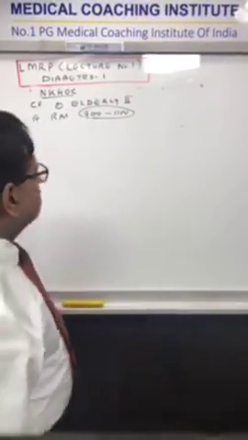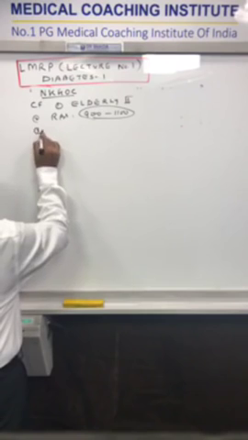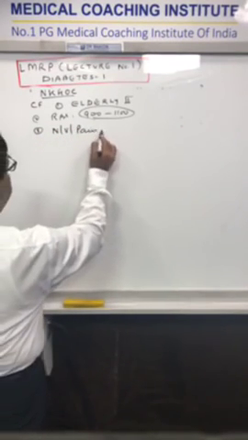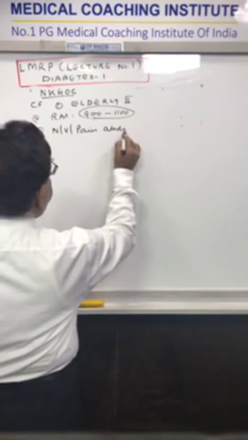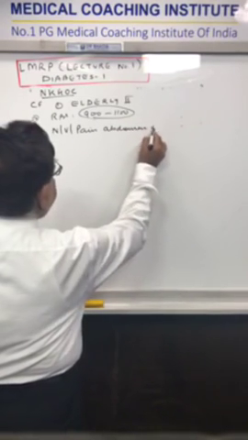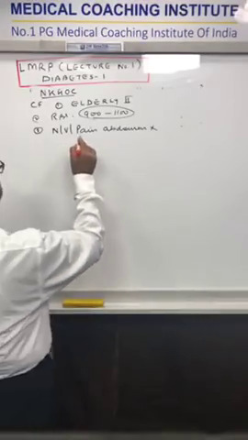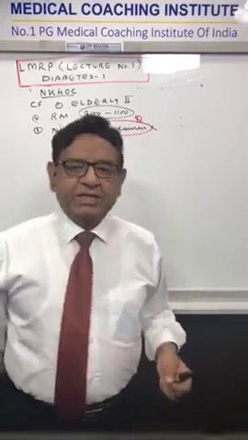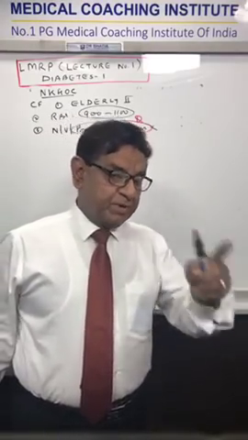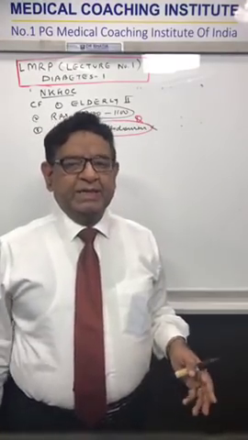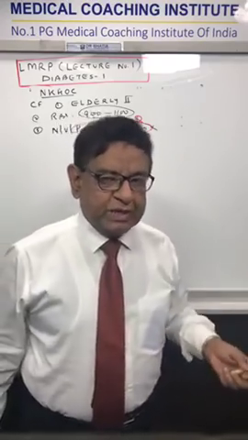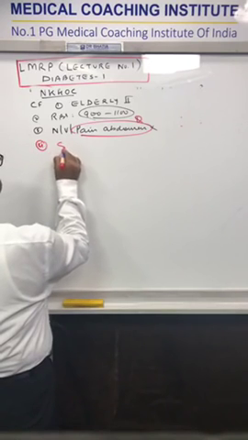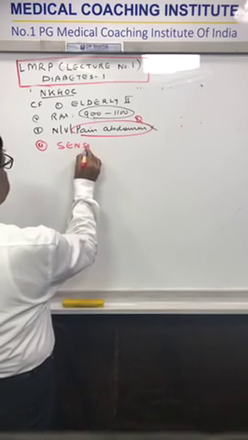Why is it so? Because in these patients, nausea, vomiting, pain abdomen are classically not the feature. This was the latest question. In these patients, nausea, vomiting, pain do not occur, and that's why their usual presentation is altered sensorium.